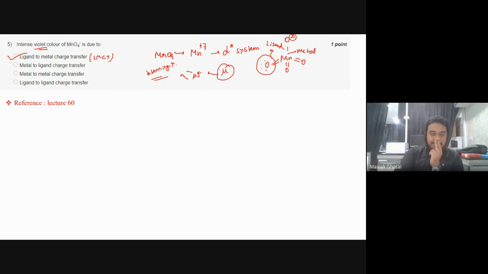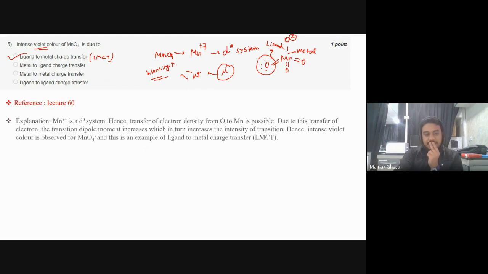You can find this answer in lecture number 60 also, that Mn7 plus is a d0 system, hence transfer of electron density from oxygen to Mn is possible. Due to this transfer of electron, the transition dipole moment increases, which in turn increases the intensity of the transition. Hence, intense violet color is observed for permanganate, and this is an example of ligand to metal charge transfer. What I have said here. So this is the answer.